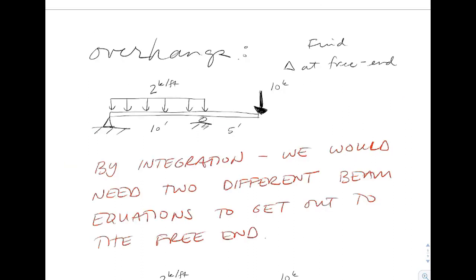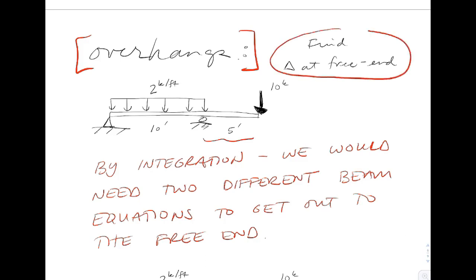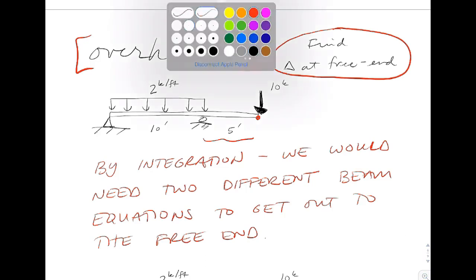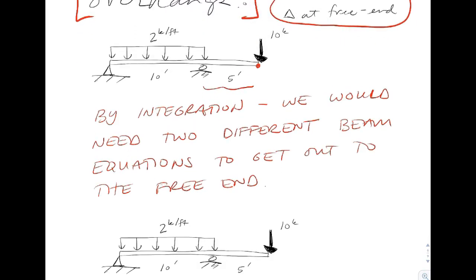So the last thing to hit on our discussion, we will do this in class quite a bit, is dealing with overhangs. And so we have a simply supported beam that has an overhang here. And what you're asked to do is find the deflection in this beam all the way out here at the free end of the beam. So if we circle back to the way that we would do this until now, we would need to go and do the beam equation.